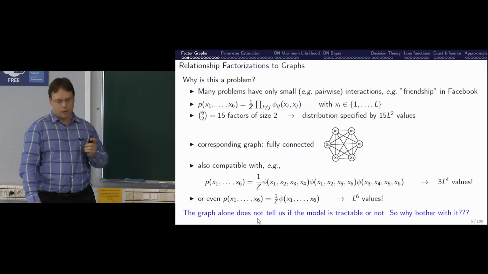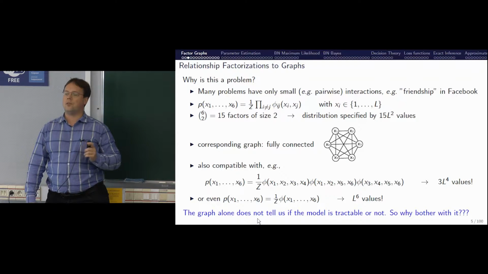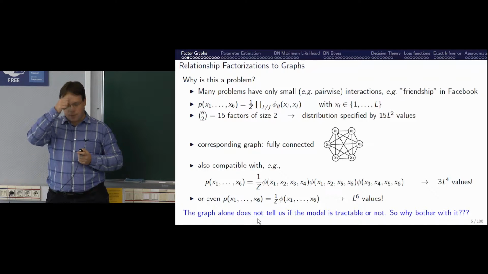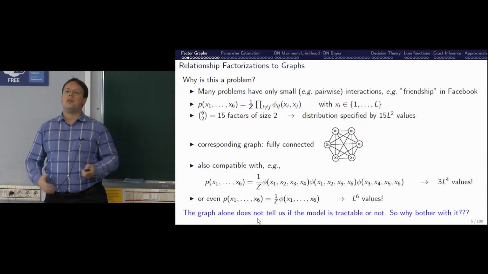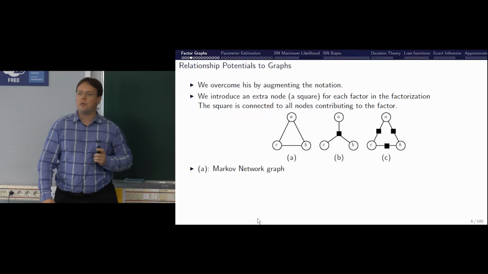So the graph alone is not enough. It doesn't tell us if the model is doable and tractable and practical for the computer or not. So people came up with a small extension that doesn't change the class of distributions we can represent, but it makes it much more useful for practical tasks where you sit down and write the model yourself, and these are factor graphs. So it's a very simple trick.